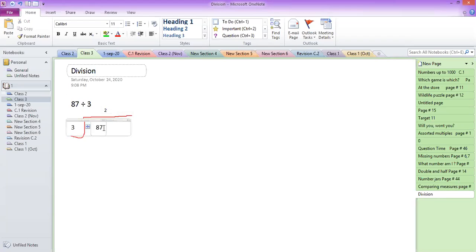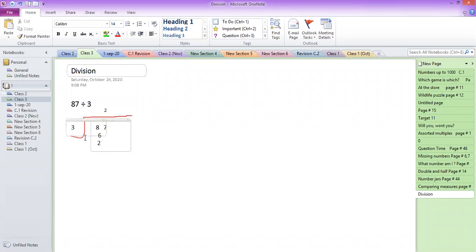3 multiplied by 2 equals 6. Okay. It's not equal to 7. It's equal to 6. So now you're going to subtract. Now, this is 6. So you first subtract this 6 from this 8. 8 minus 6 equals 2. You write this 2 here.